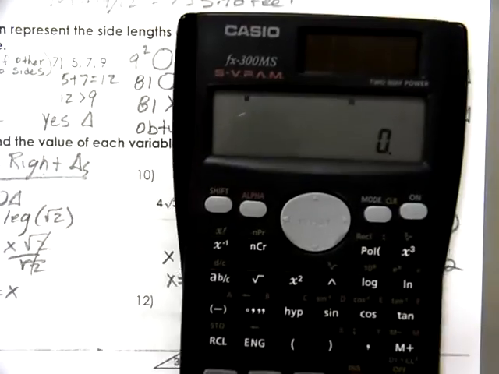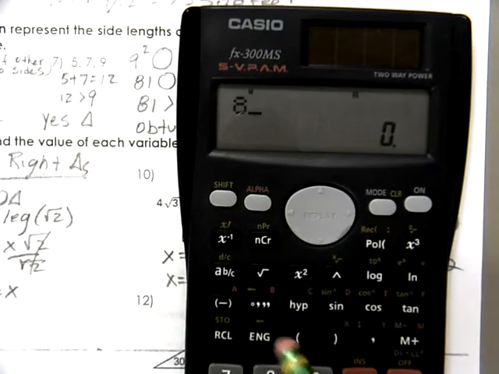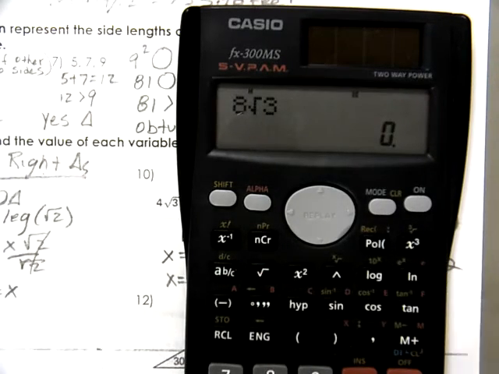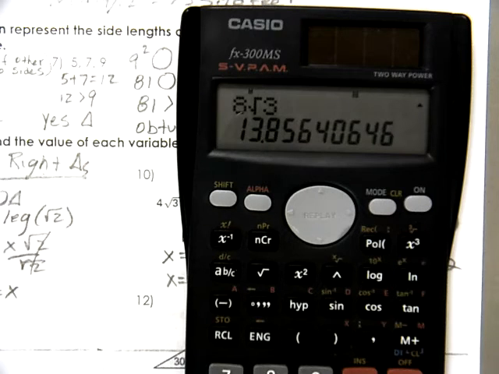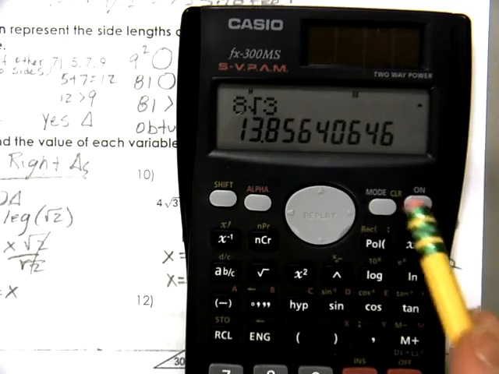Let's just check real quick to be sure that 8 square root of 3, we know that the hypotenuse is supposed to be bigger than the other two legs. And 8 root 3 is actually about 13, so it's definitely bigger than the other two.